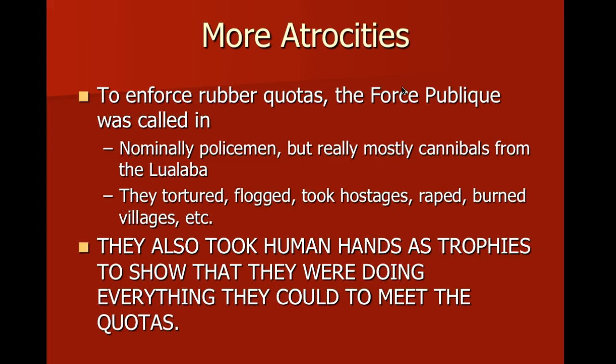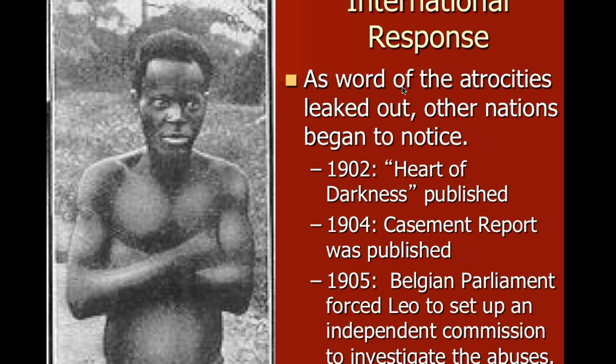And remember, the world doesn't know. These things are kept secret, or else there would have been a humanitarian outcry by the other European nations and the United States. And we get to that right now. International response. As word of the atrocities leaked out, other nations began to notice. In 1902, a book called Heart of Darkness was published. And this revealed King Leopold and his disgusting business practices and tendencies in the Congo.